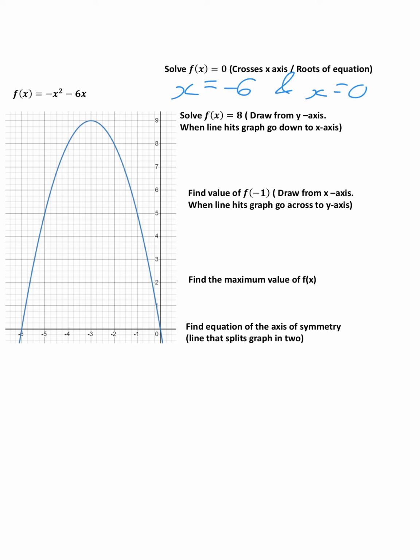Solve for f of x equal to 8. Okay, so we'll draw from the y-axis. As soon as I'm hitting the graph, we're going down. Again, you would always use a ruler for this. So that gets us -2 and -4.